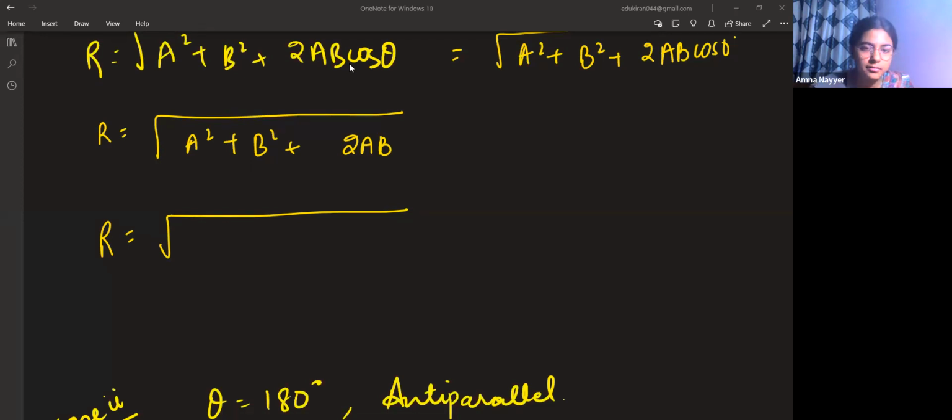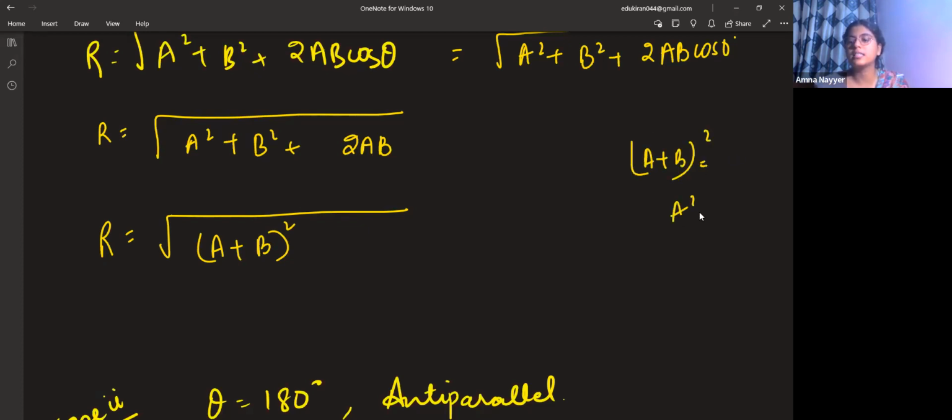Which identity, Sarah? Resultant. A plus B the whole square. Yes, ma'am. It is A plus B whole square. The identity, A plus B whole square, is what? This is actually A square plus B square plus 2AB. So the same we will use.